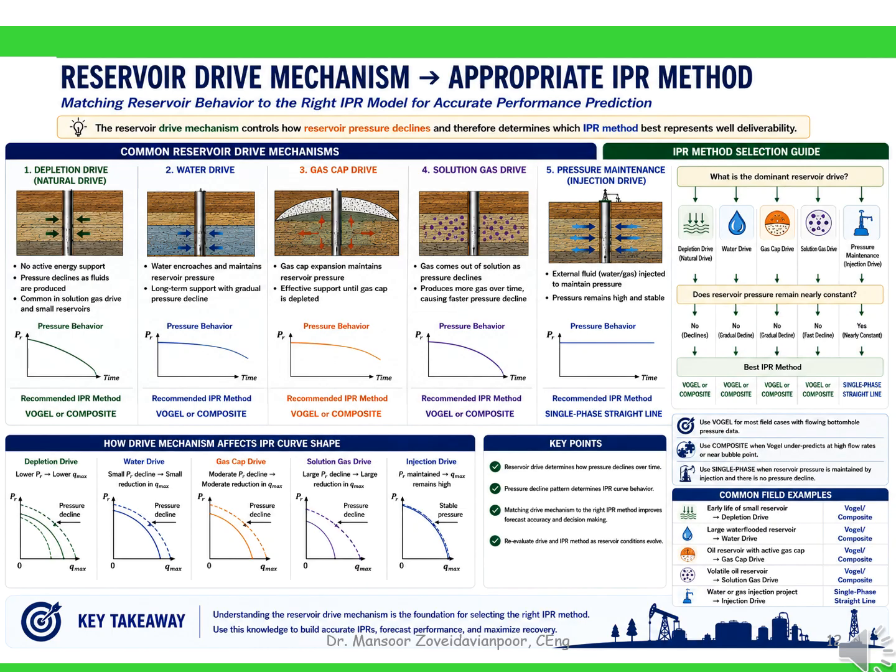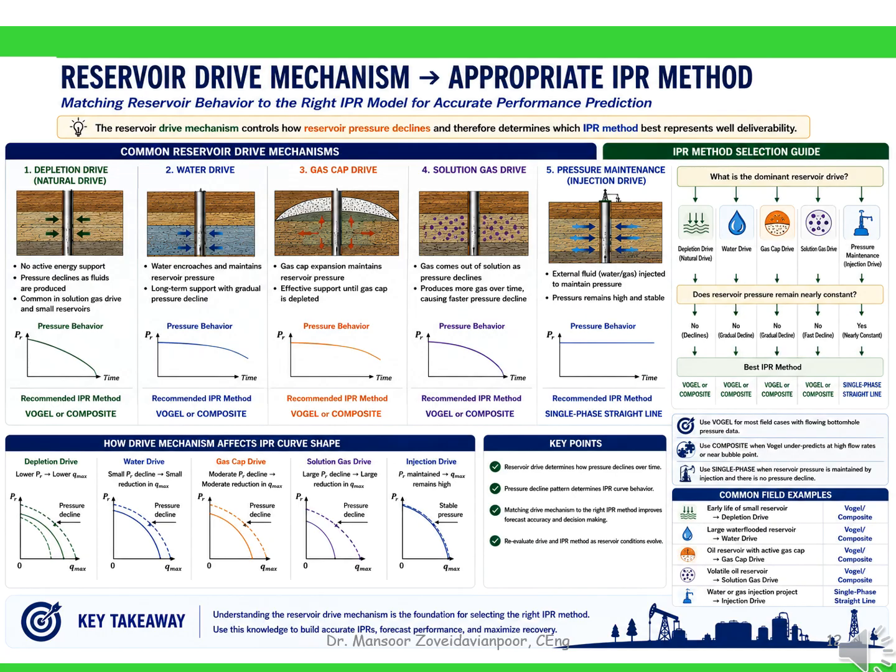Consider two reservoirs that are identical in size, porosity, permeability, and even initial pressure. One is supported by a strong water drive, while the other is a depletion drive reservoir. After producing the same amount of oil, the water drive reservoir may lose very little pressure and continue delivering high production rates. The depletion drive reservoir, however, may experience a rapid pressure decline, causing its IPR curve to shift downward much sooner. Now ask yourself, should both reservoirs be analyzed using the same assumptions? Of course not. Their behavior is fundamentally different because their energy sources are different.